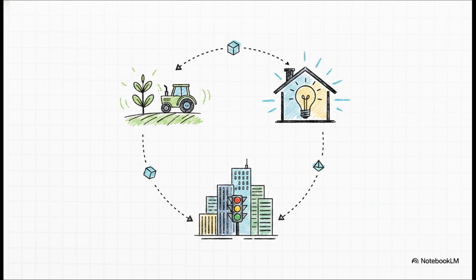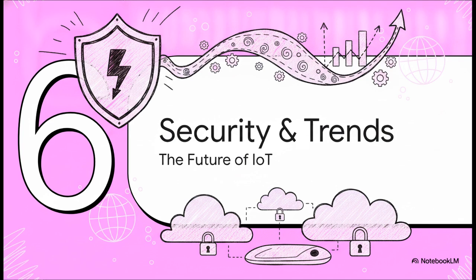And on a massive scale, smart cities rely on this architecture to manage traffic grids in real time, adjust street lighting, and even deploy smart waste management systems. It's quietly running our modern world behind the scenes, providing unprecedented levels of automation across every single industry. Section 6, Security and Future Trends.